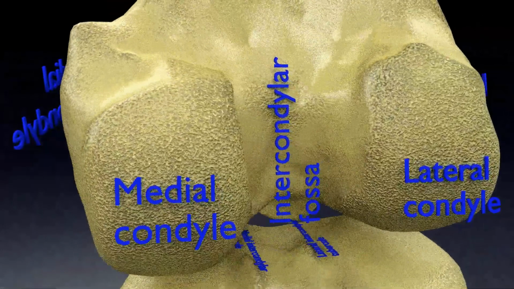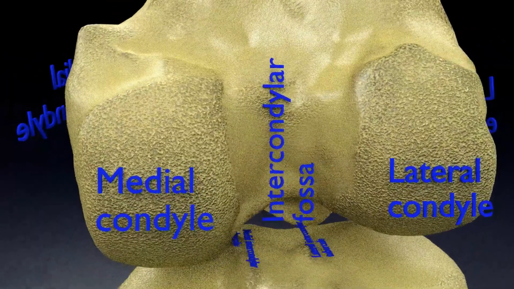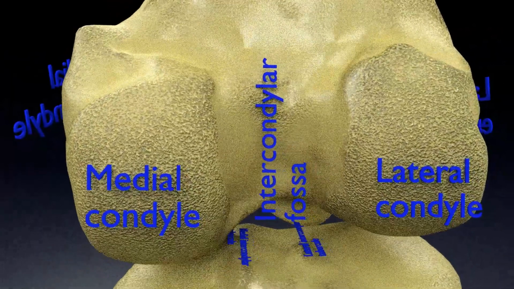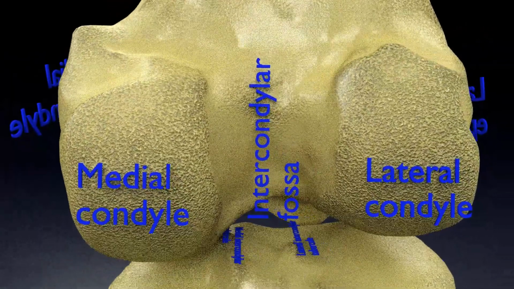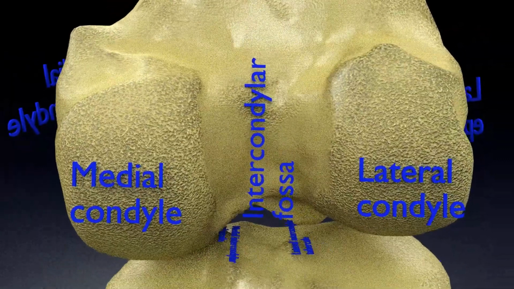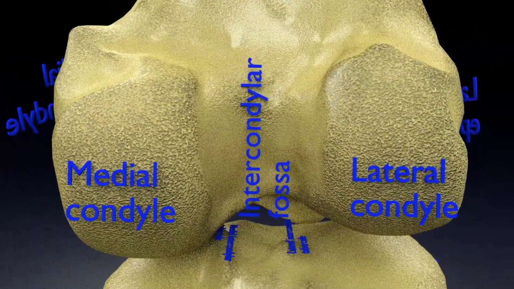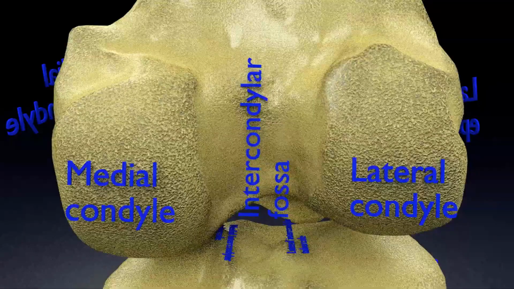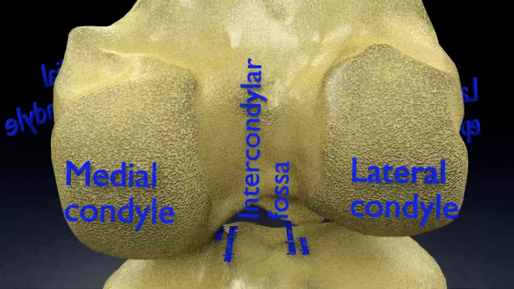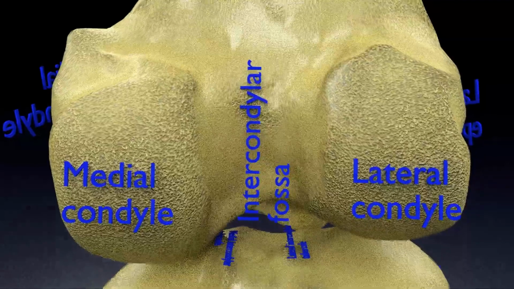Medial condyle gives attachment to the tibial collateral ligament of the knee joint. The lateral condyle gives attachment to the fibular collateral ligament. In the intercondylar fossa, there is attachment of the anterior cruciate ligament, posterior cruciate ligament, oblique popliteal ligament and capsular ligament of the knee joint.